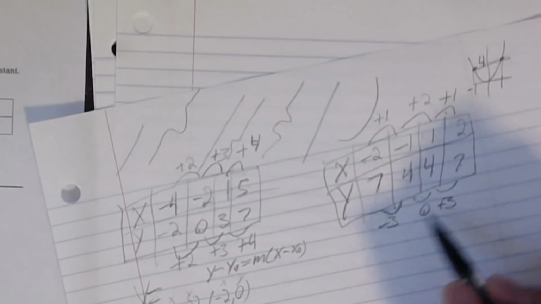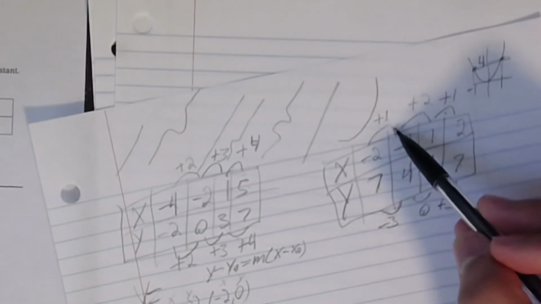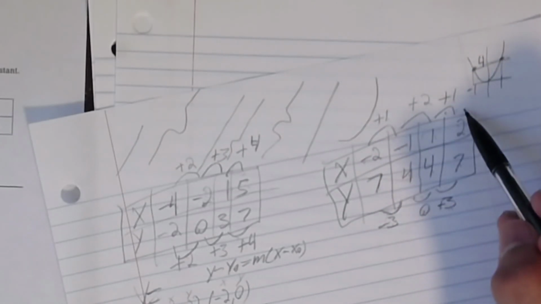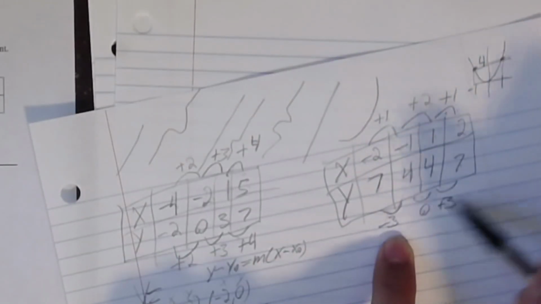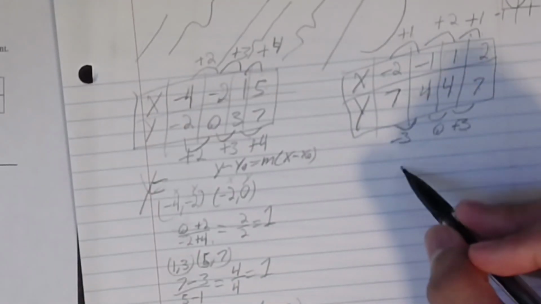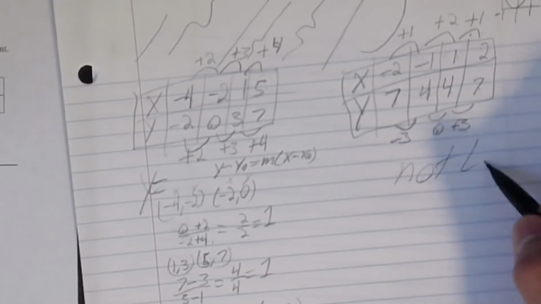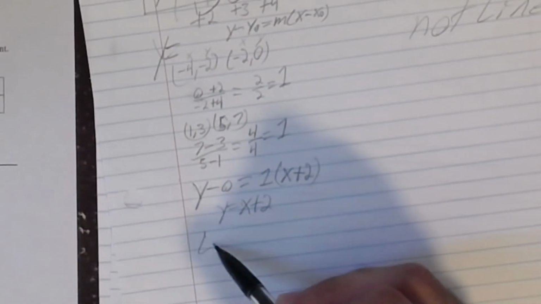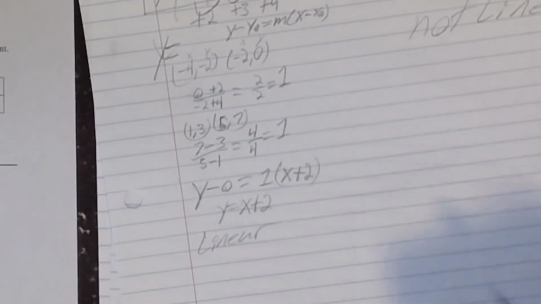So this is not a linear function, because in order for it to be a linear function, if it goes up by a certain amount, then if it goes up by a certain amount again on the other side, it has to go up or down by the same amount, which is not the case. So this is not linear. And this is linear. Okay.